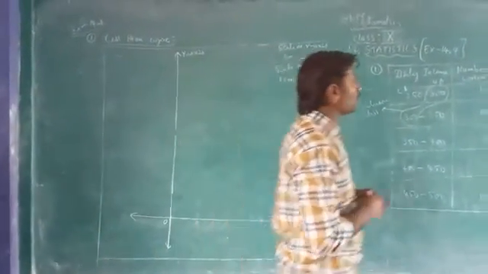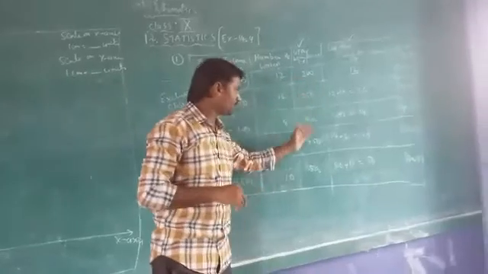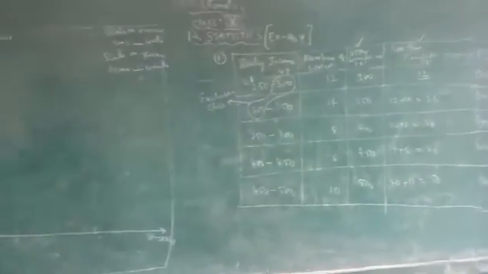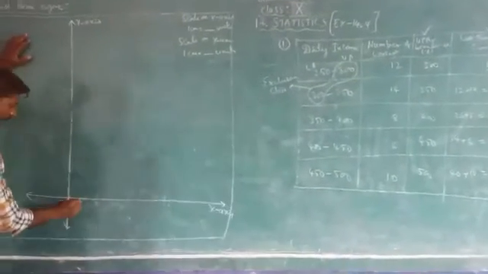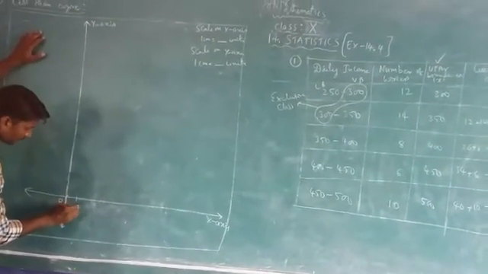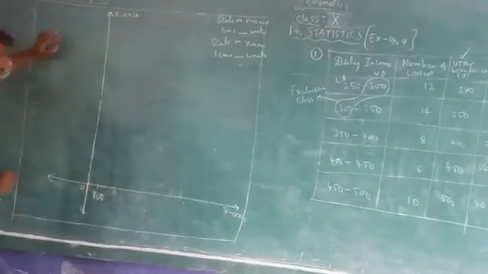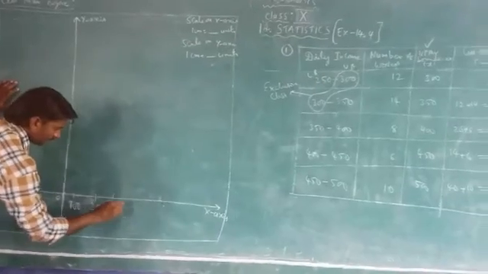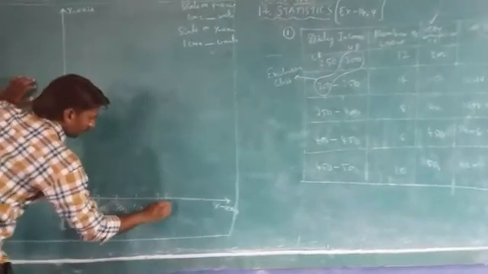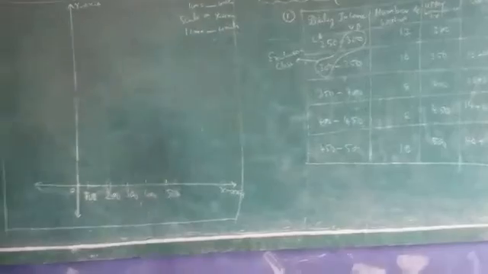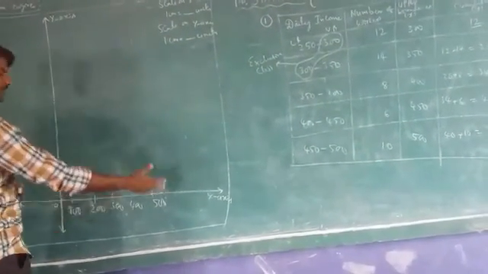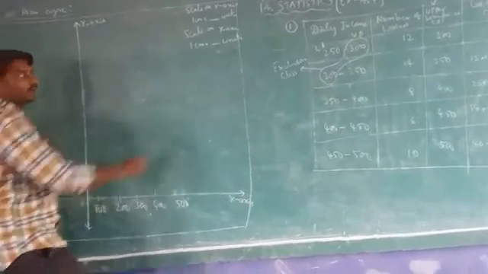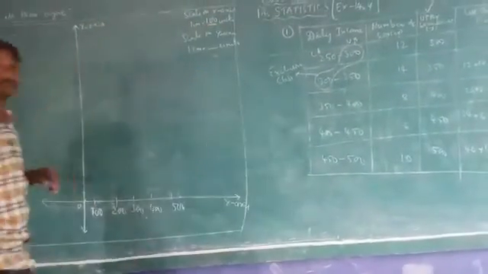Now, on the x-axis, what we have learned previously: 300, 350, 400, 500. If we have sufficient place, you take 50. Otherwise, I am taking 100. If you take 50, you need more space. 100, 200, 300, 400, 500. Suppose if you have more place, you can take 50, 100, 150. The scale is our wish. Now you can write here 0 to 100. What is the difference here? 100. So I wrote here 100 units.